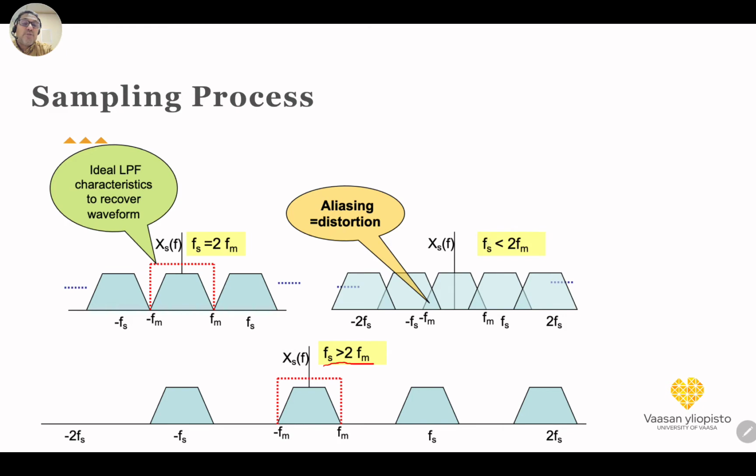In case the sampling frequency is less than double the maximum frequency of the signal, then we might have this aliasing distortion. As you can see, part of the signal can be distorted according to the percentage of the signal. This is assuming that the signal is uniformly distributed. So in that case, the signal can be distorted in this way.